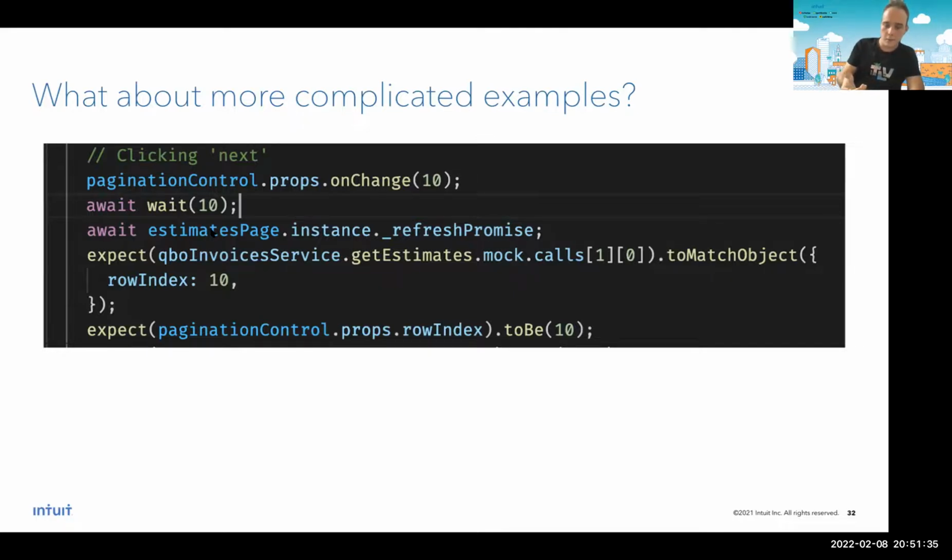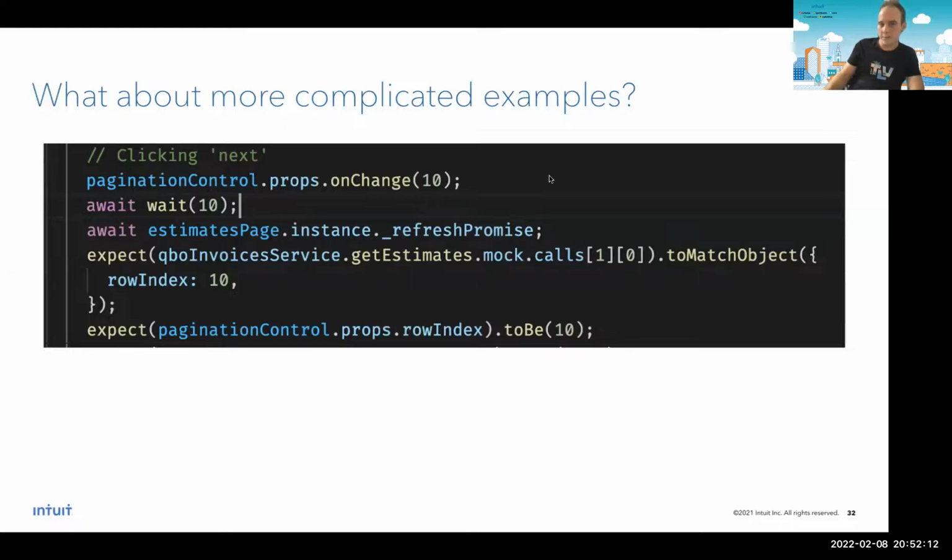Then they need to wait for the component to refresh. And what they do here is access a special instance variable of the component to await it. And of course, that's a huge implementation detail. This refresh promise can be renamed, it can be taken out easily, and so on. And then they check that the estimates business logic service function has been called with a proper argument. And then they check how the interface has been updated.